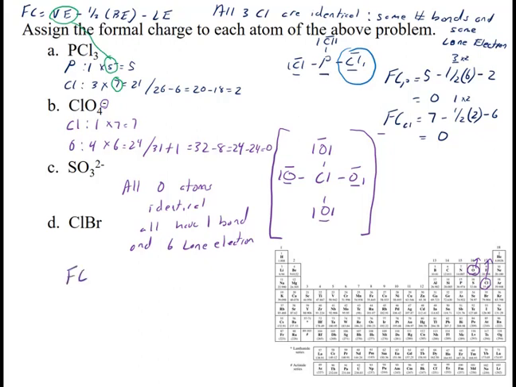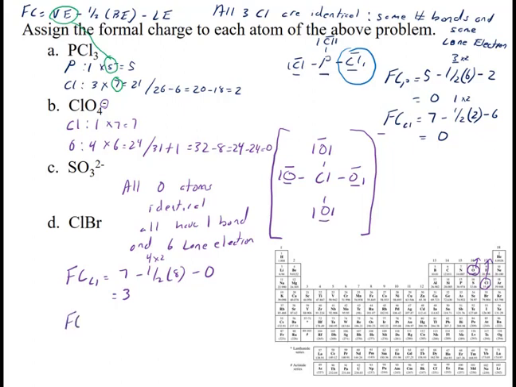Formal charge of chlorine is 7, again, from the valence charge up here, minus 1/2 of, it's got 4 bonds, 1, 2, 3, 4, so that's 8 electrons, so the 4 times the 2, minus, and it had no lone electrons, so minus 0. So 7 minus 4 basically is 3.